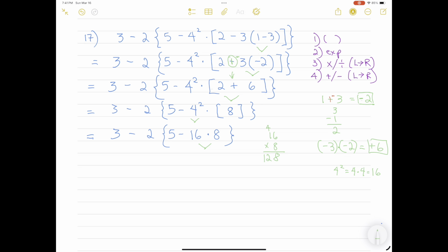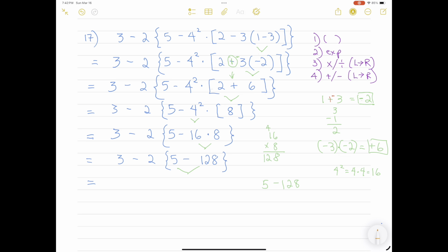16 times 8 works out to be 128. I write that down on the line below, underneath 16 times 8. And once again, I write down all the symbols and numbers and signs and operations. Now I have a final bracket, 5 minus 128. I do that calculation on the side.